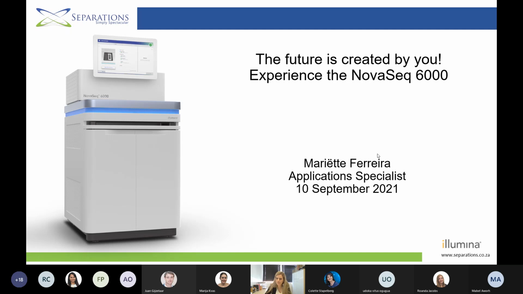So as Colette mentioned, today we'll be talking about the NovaSeq 6000. For those of you that don't know, this is probably the most exciting sequencer that you'll ever meet in your entire life. This is a very, very big instrument, and I'm really excited to tell you more about it.